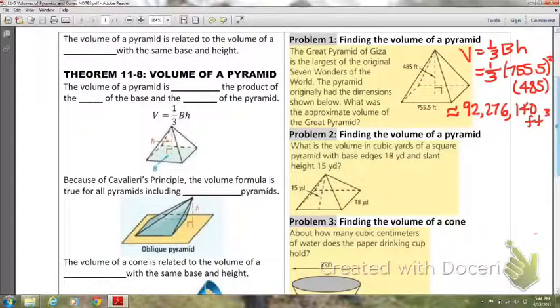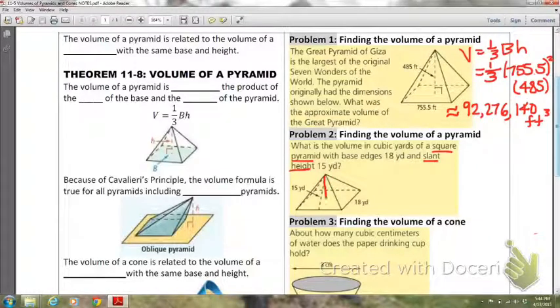Problem 2, you have another pyramid, and it's asking for the volume in cubic yards of a square pyramid. So once again, you get a square pyramid with the base edges 18 yards and a slant height. Slant height is 15 yards. And we don't need the slant height for this. We need the height of the actual pyramid. So the actual height.